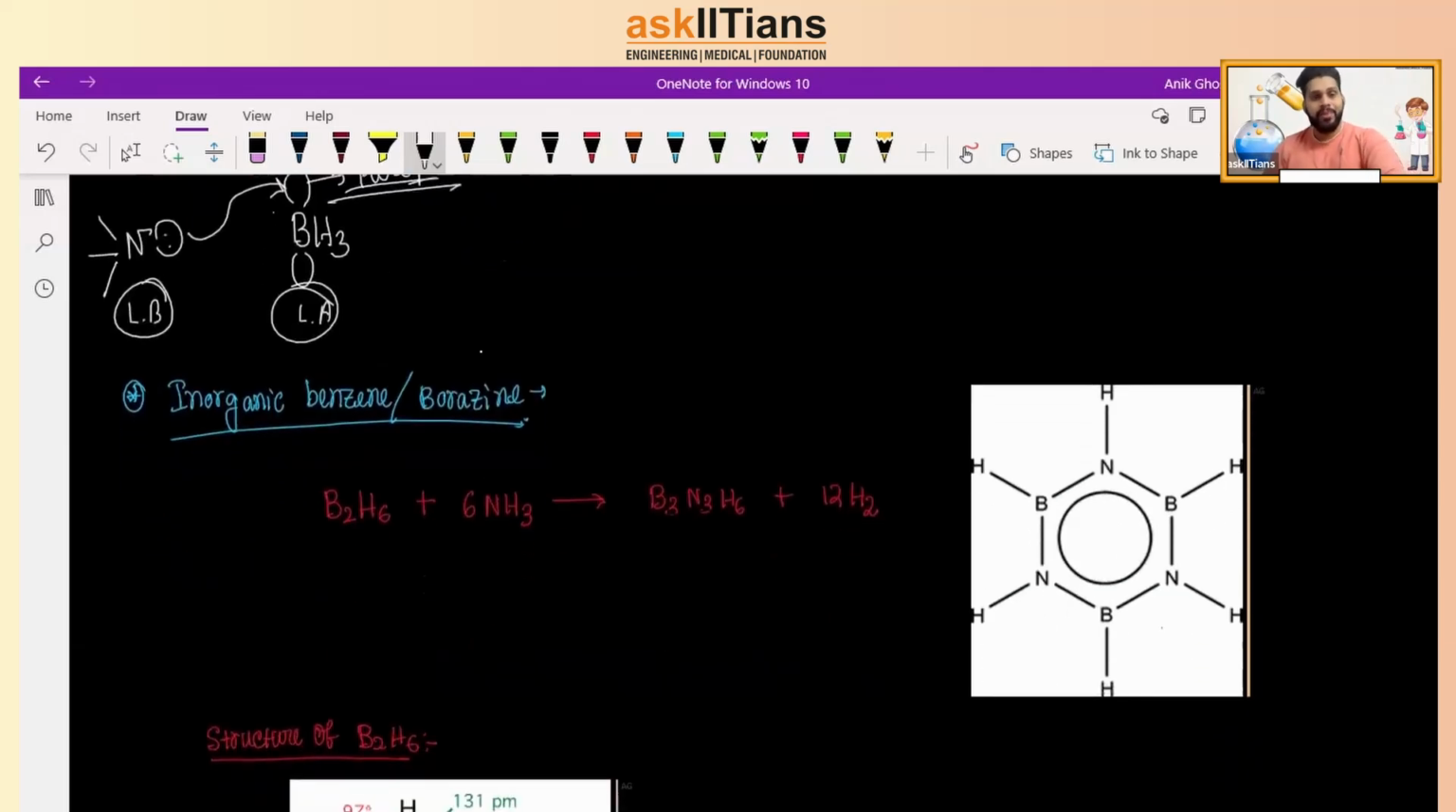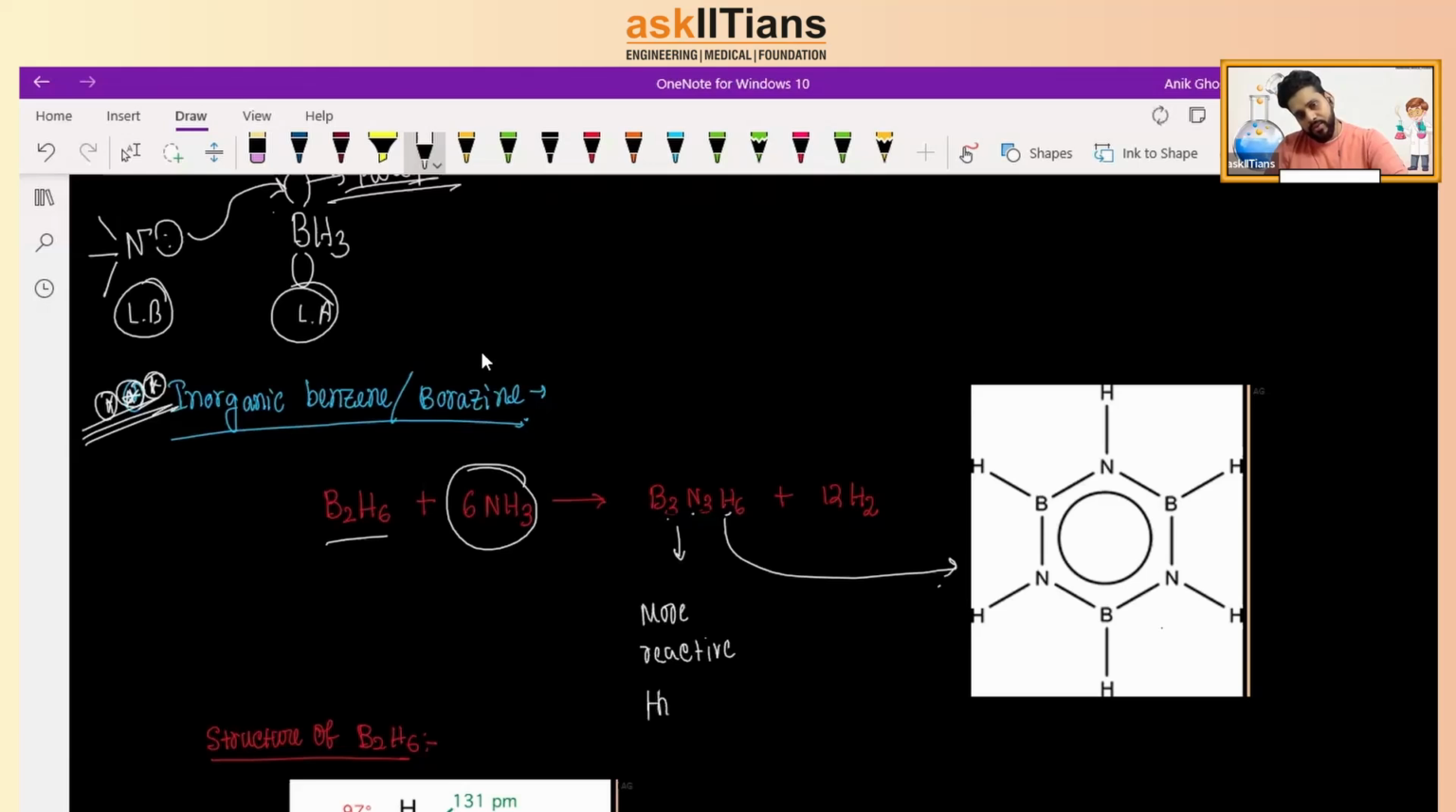Now, inorganic benzene or borazine, super duper important point. When this diborane molecule of ours is reacted with ammonia, we get B3N3H6, which looks exactly like benzene. This is called inorganic benzene. Okay, this inorganic benzene has similar properties, but it is more reactive than benzene.